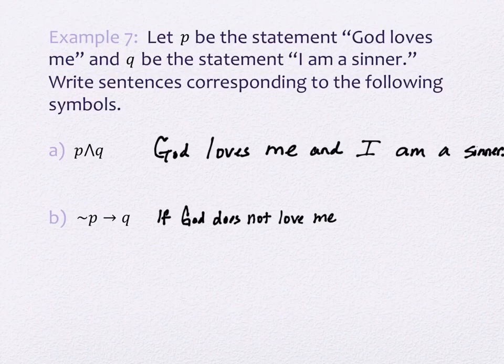So if comes before it because of the arrow, right? The arrow tells me the if comes at the beginning. If you want to write the word then, you certainly can. If you just want to move on without the word then, it's okay as well because it's inferred. Then what? What is Q? I'm a sinner. Yeah, then I am a sinner.